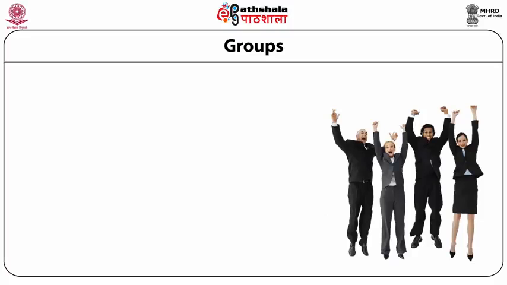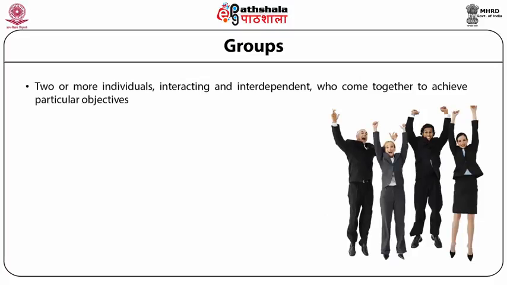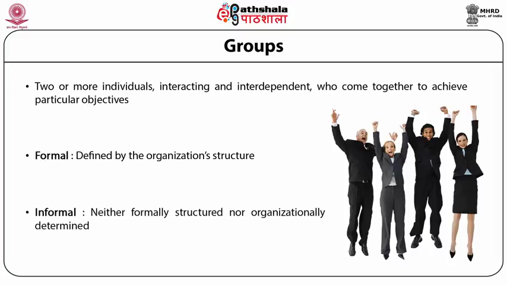Just a recap of what the groups are. Where two or more individuals interact, are interdependent, or come together to achieve particular goals, they could be called groups, which are again formal or informal. The formal ones are defined by the organization structure, as has already been outlined, while the informal groups are neither formally structured nor organizationally determined.